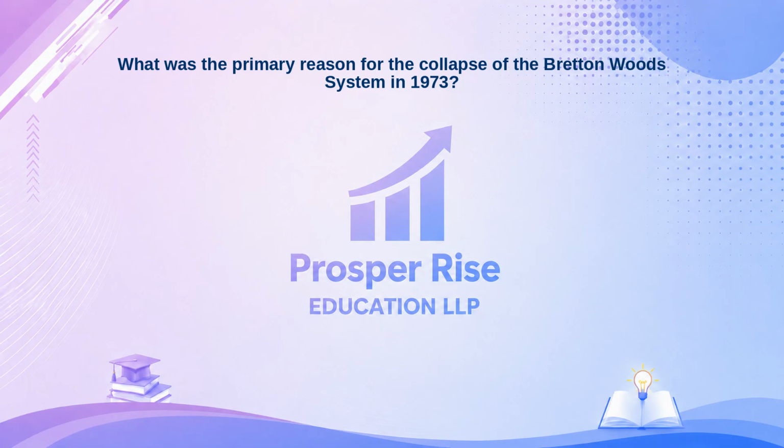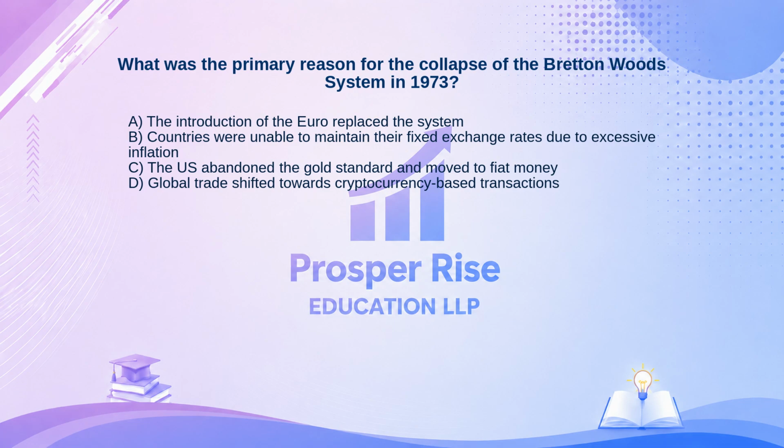What was the primary reason for the collapse of the Bretton Woods system in 1973? Here are your options. A. The introduction of the euro replaced the system. B. Countries were unable to maintain their fixed exchange rates due to excessive inflation. C. The US abandoned the gold standard and moved to fiat money. Or D. Global trade shifted towards cryptocurrency-based transactions.